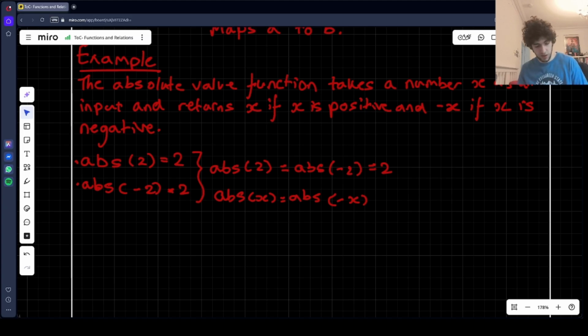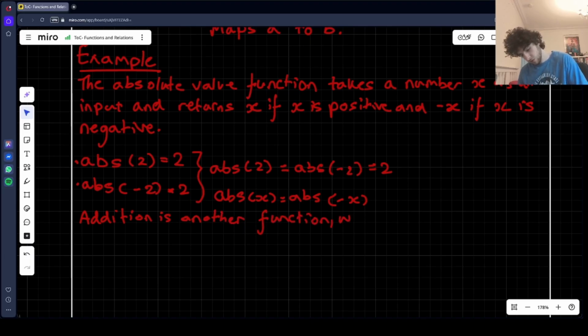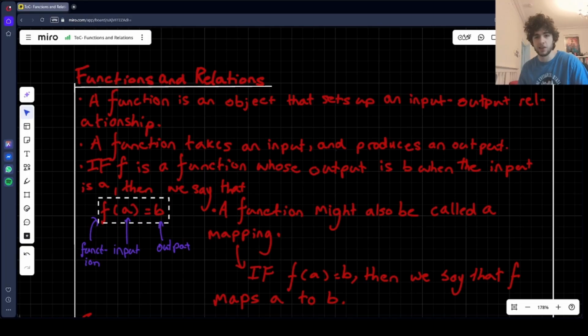Another function that you're probably familiar with, although you might not necessarily have regarded it strictly as a function, is addition. Addition is another function, and we denote it with the three letters add. So what do we input to the addition function though? Because if I were to try using this notation, f of a is equal to b, what really is the input in this case?